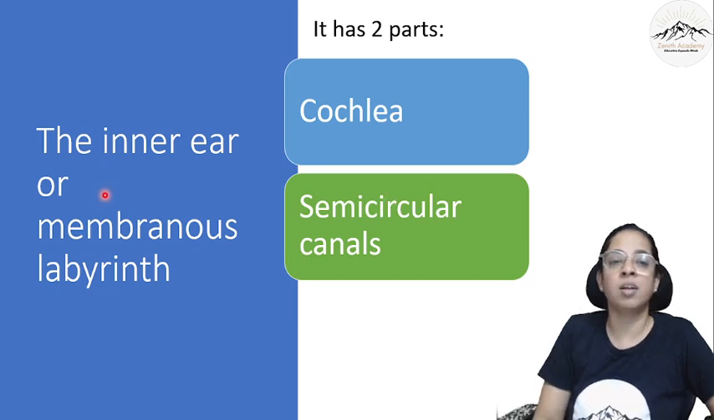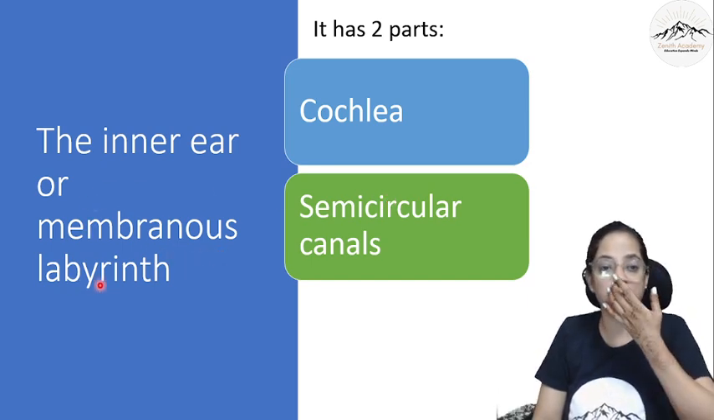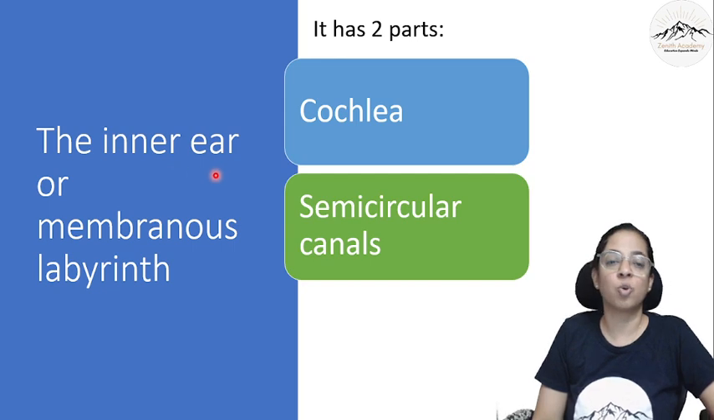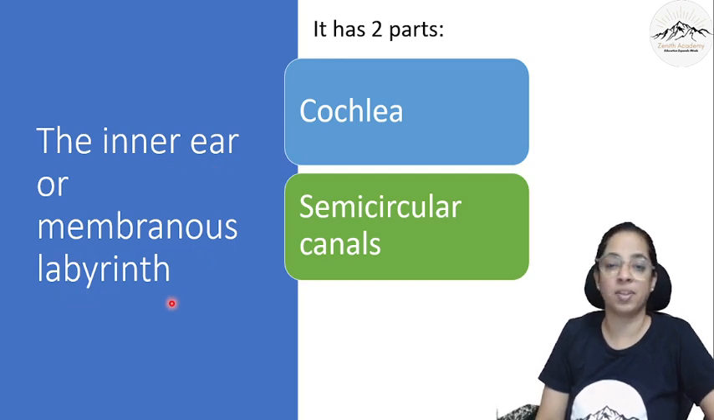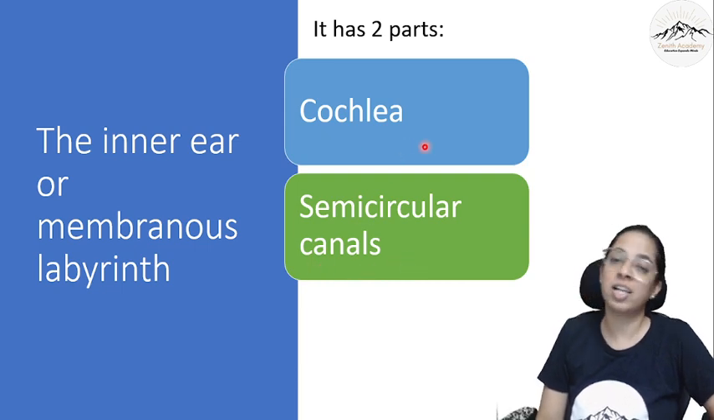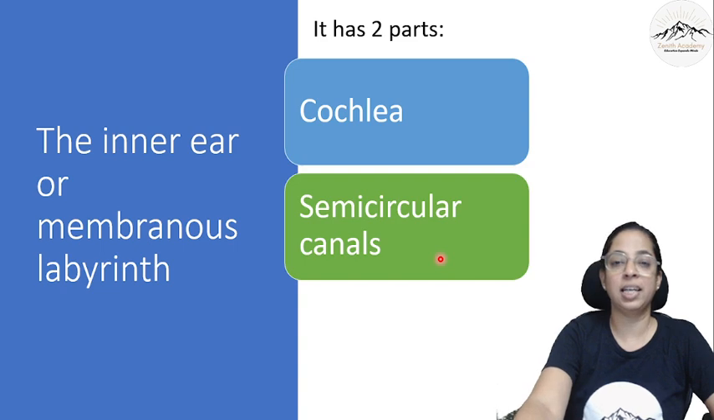So inner ear, or the membranous labyrinth. Inner ear is also known as membranous labyrinth. Okay, it has two major parts, cochlea and semicircular canals. So let's talk about each of them in detail now.